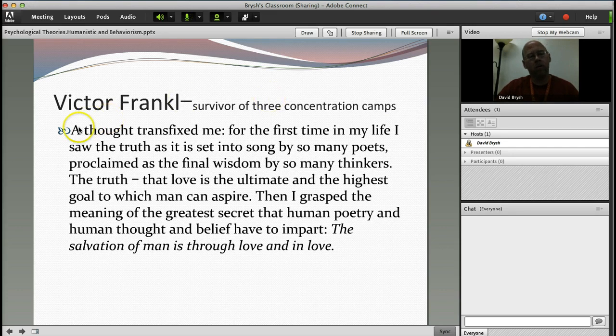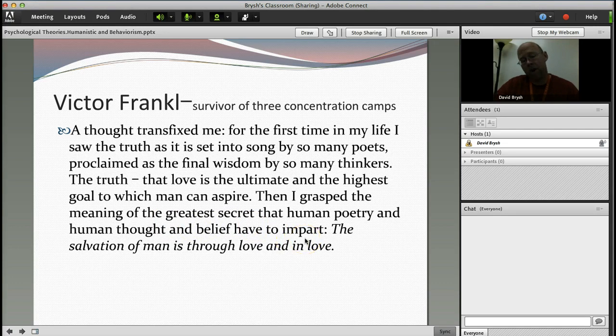And so he wrote, "A thought transfixed me. For the first time in my life, I saw the truth as it is set into song by so many poets, proclaimed as the final wisdom by so many thinkers. The truth that love is the ultimate and the highest goal to which man can aspire. Then I grasped the meaning of the greatest secret that human poetry and human thought and belief have to impart. The salvation of man is through love and in love."